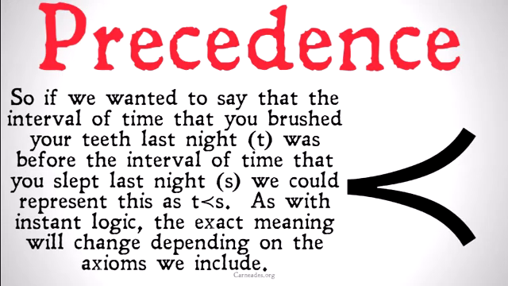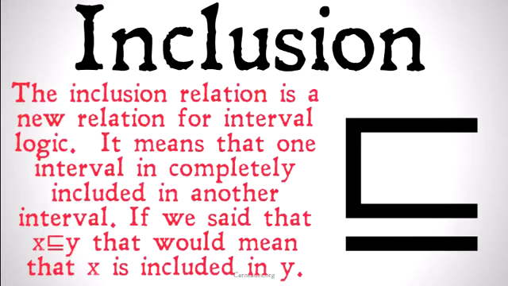So if we wanted to say that the interval of time that you brushed your teeth last night, T, was before the interval of time that you slept last night, we could represent that as T precedes S. As with instant logic, the exact meaning will change depending on the axioms we include. We're not going to focus on these kind of first-order relations that much because we're going to get much more depth and breadth with the Allen relations when we get to them. I just want to do a basic introduction.